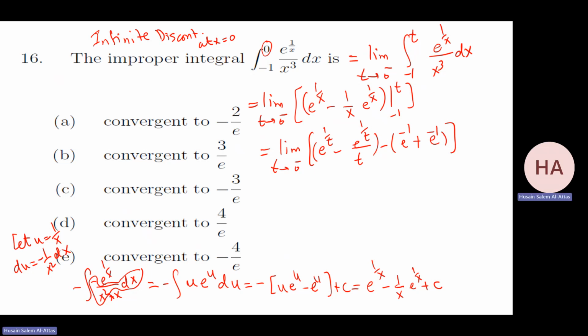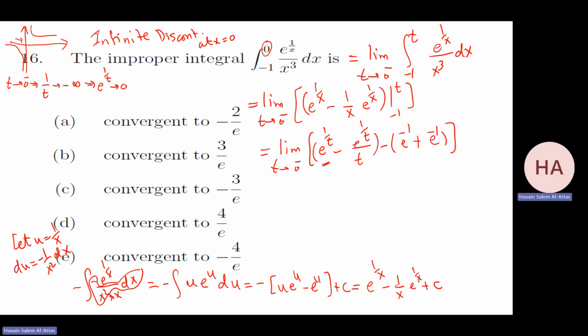So first I need to check 1 over t. As t goes to 0 from the left, 1 over t goes to minus infinity. So e to the power 1 over t goes to 0. I'm done with this one.